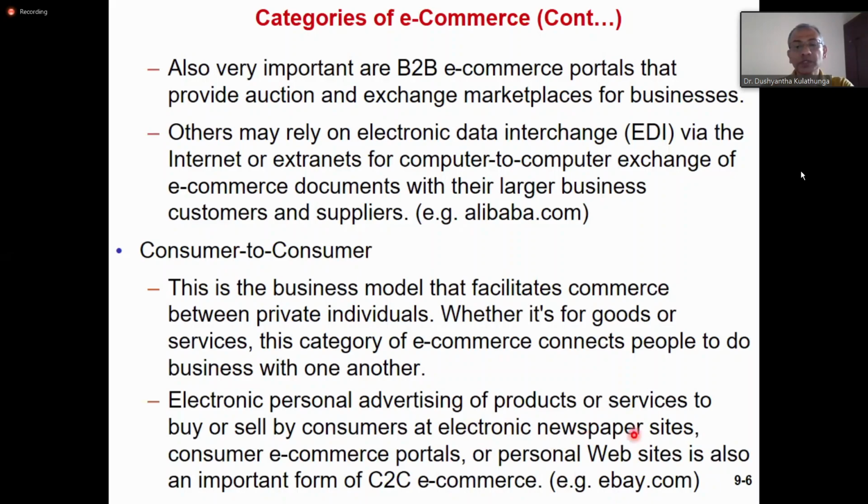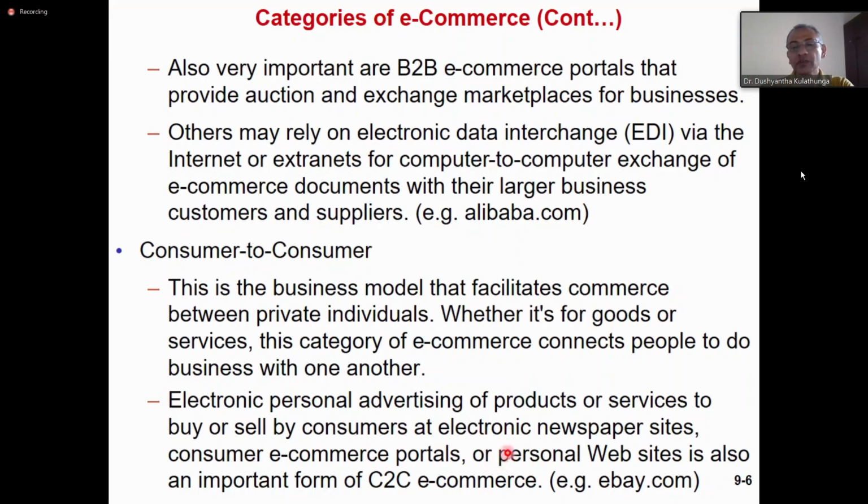Today there are many other options. You don't have to go to a newspaper site. There are many other options available for consumers. For example, in Sri Lanka, one example can be Ikman.lk. It can be an option for a consumer to connect with other consumers. So Ikman.lk can be considered as a consumer e-commerce portal enabling consumers to connect with other consumers.